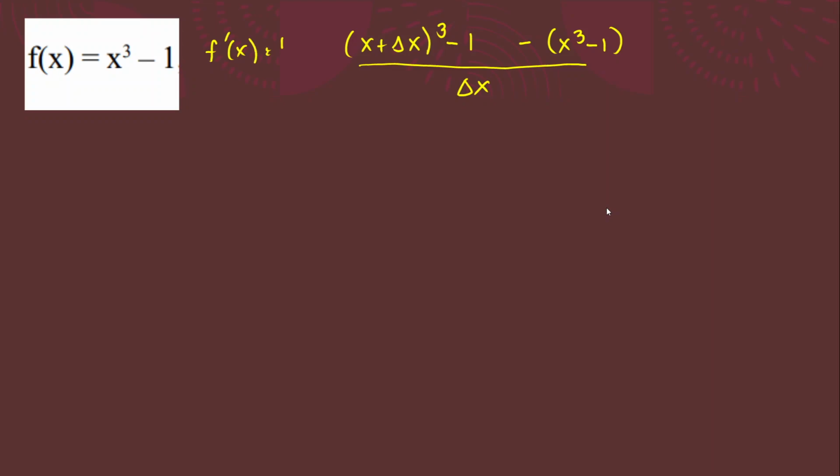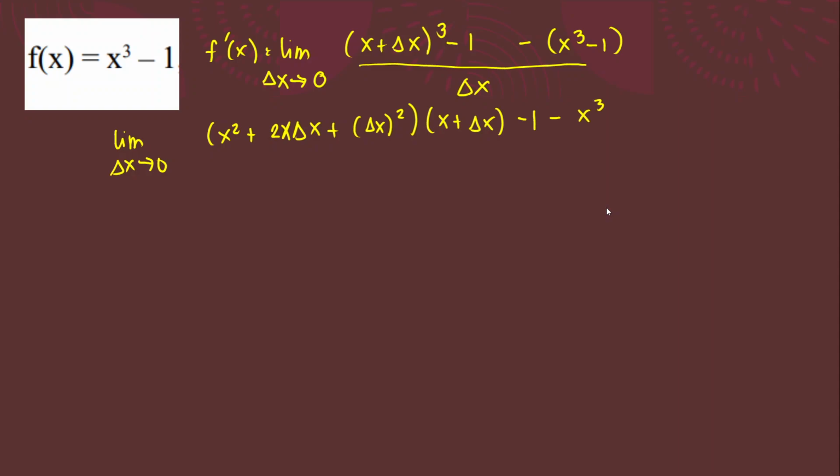F prime of x is the limit as delta x approaches 0. Ayan, simplify natin. Pag in-expand natin to, this would be equivalent to, try natin yung squared muna, diba? X squared plus twice the product, 2x delta x plus delta x squared. Then multiply natin ulit siya ng x delta x minus 1 minus x cubed plus 1, all over delta x. Okay. Limit of delta x when approaches 0.